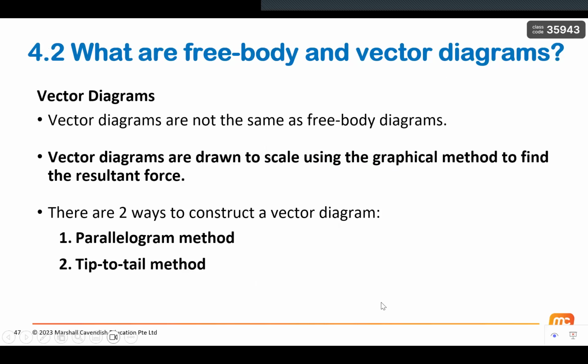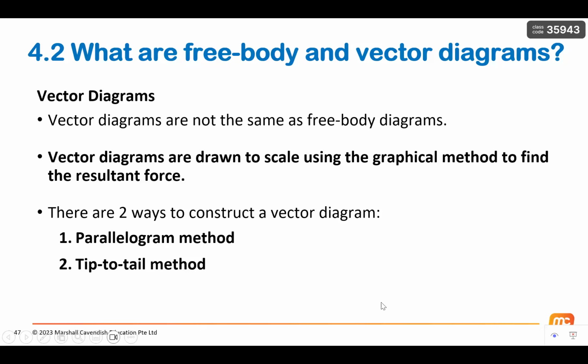Okay, next, we move on to vector diagrams. Vector diagrams are different from free body diagrams. A vector diagram uses a scale and graphical methods to find the resultant force whenever you have forces that act at an angle to each other. In the previous few examples, it's very easy to determine the resultant force because the individual forces are all parallel to each other. They either act in opposite directions or in the same direction. So I either add or subtract.